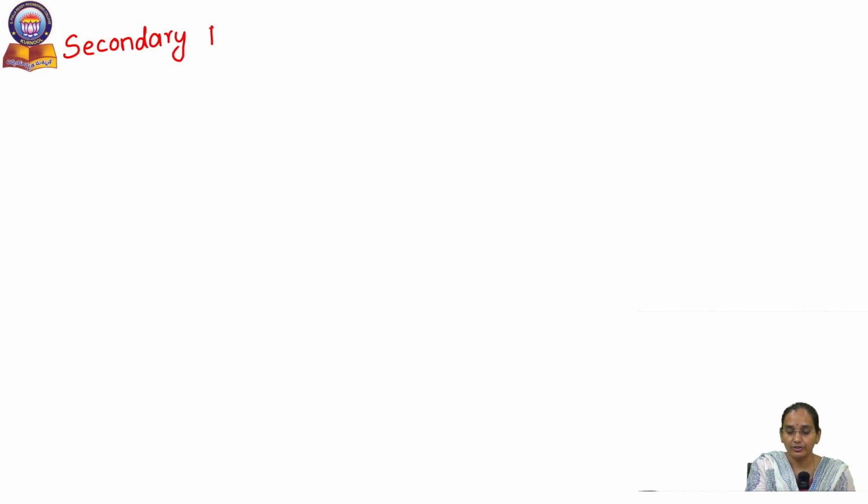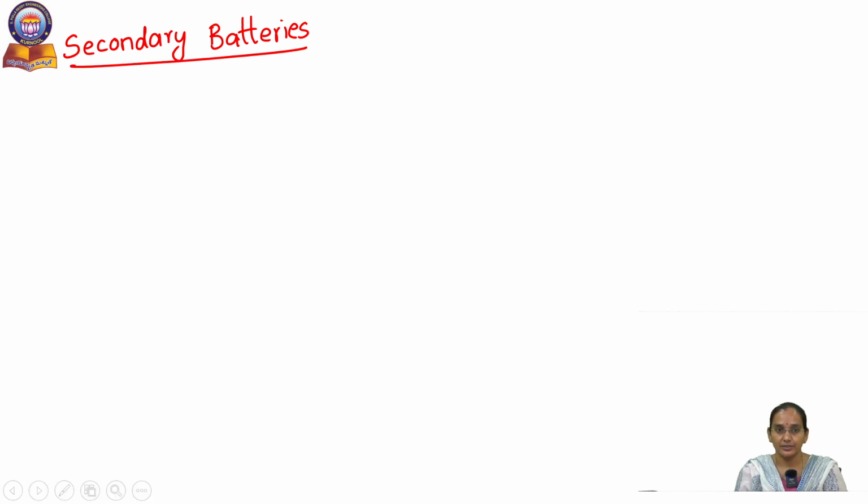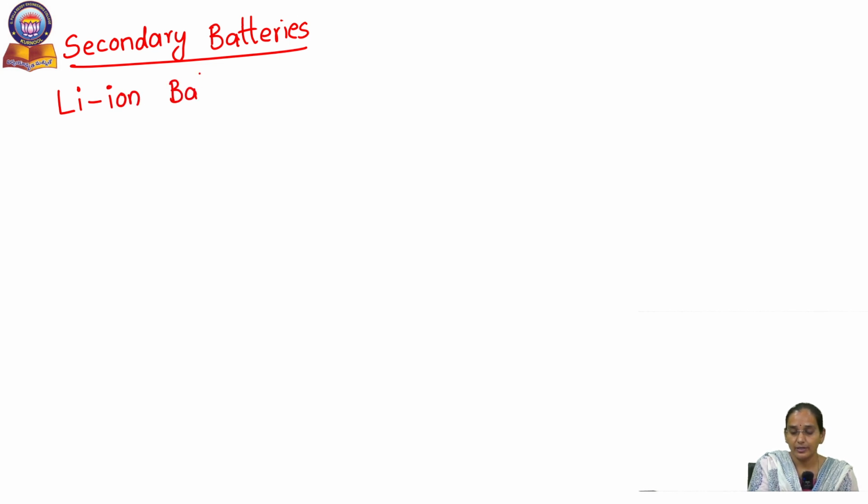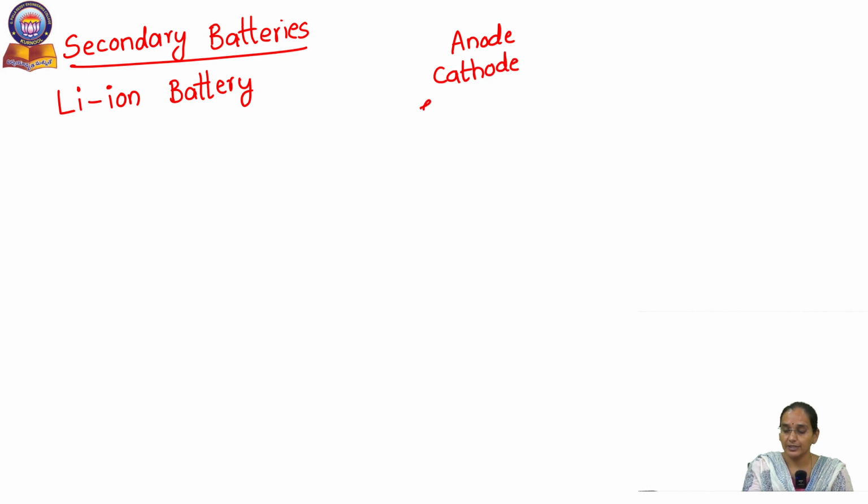In the previous video, we discussed primary batteries. In this video, we are going to discuss secondary batteries. These secondary batteries can be recharged, which means we can reuse them again. Coming to the example, the lithium ion battery is an example of a secondary battery. As usual, all cells will have an anode, cathode and electrolyte.